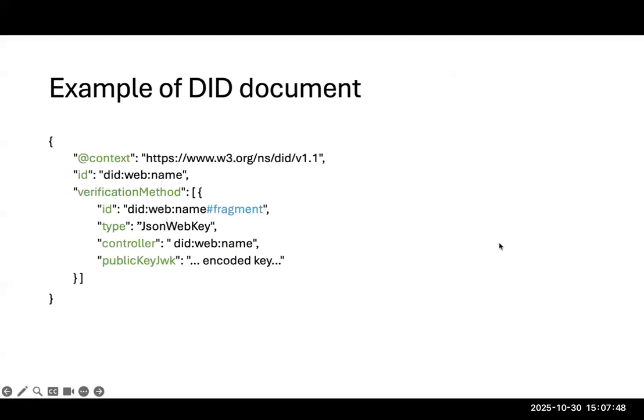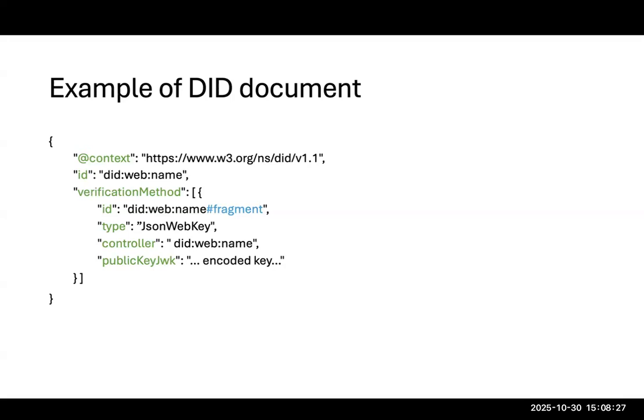Okay, and this is the DID document specified by this method. The general structure is, of course, the one specified by the DID specification from W3C. So there are essentially four pieces of information. In this particular example, we have three of them. The context. In fact, if you look at this, the context is still version 1.1 of the DID specification.